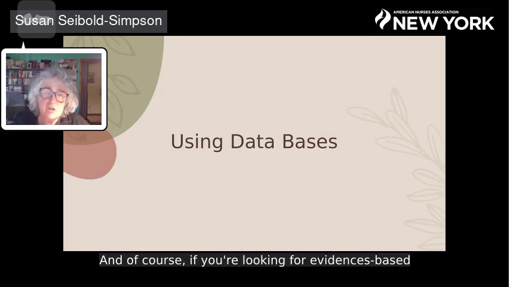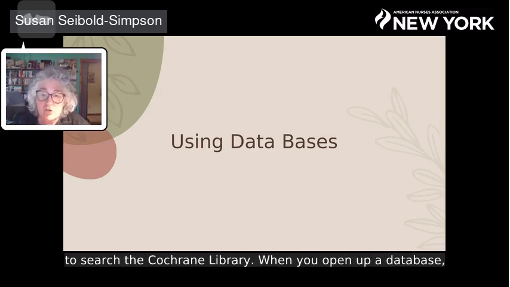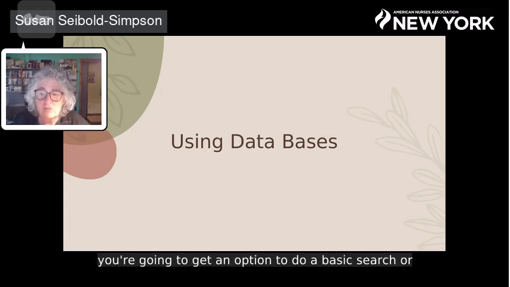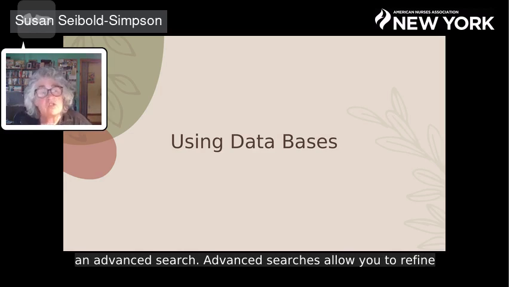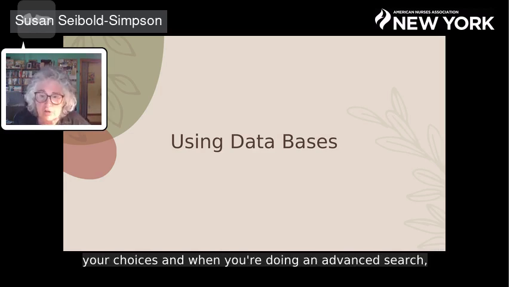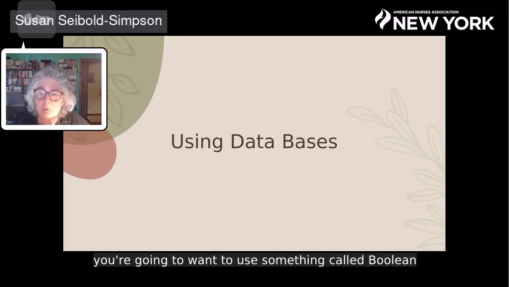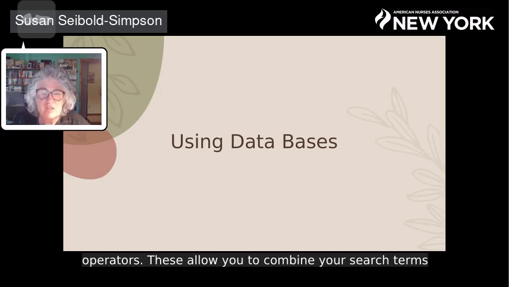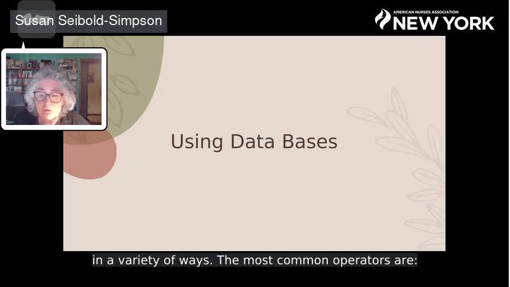And of course, if you're looking for evidence-based articles, reviews, or protocols, you're going to want to search the Cochrane Library. When you open up a database, you're going to get an option to do a basic search or an advanced search. Advanced searches allow you to refine your choices. And when you're doing an advanced search, you're going to want to use something called Boolean operators. These allow you to combine your search terms in a variety of ways. The most common operators are and, or, and not.